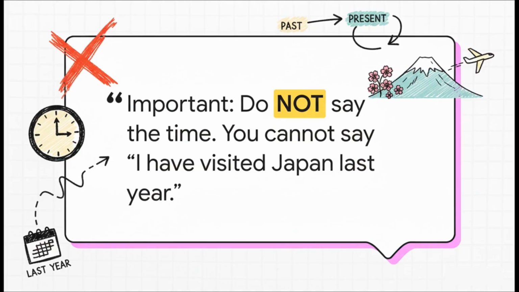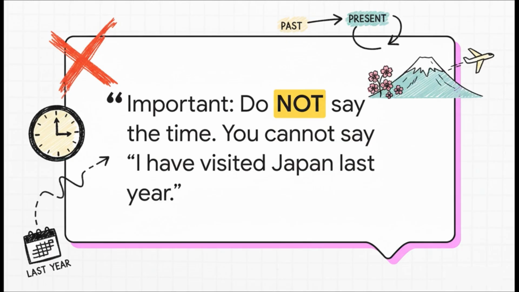Please remember this. With the present perfect, you cannot say a specific finished time. It's just wrong to say, I have visited Japan last year. The second you add last year, you have to switch. You have to say, I visited Japan last year.